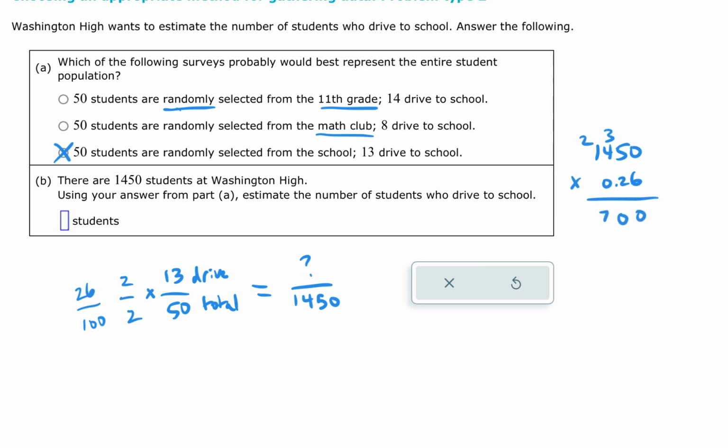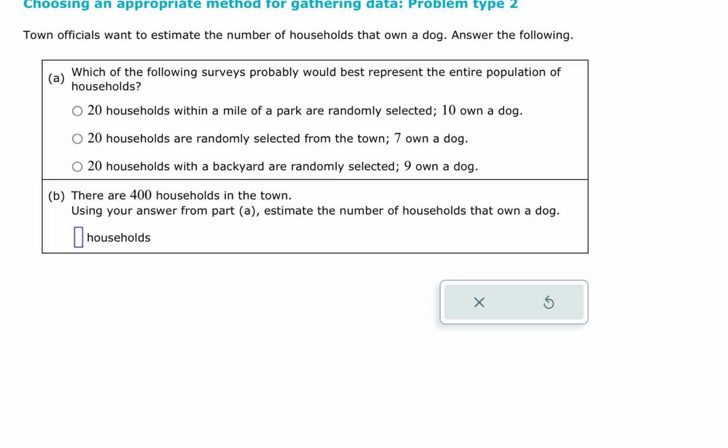And that would be 27, 6, 7, 8. So 0, 10, 9, and 2. And just add everything up. 17. And we have 2 digits after the decimal. So our estimate is 377 students in the entire population of the school drive themselves to school. Let's look at one more example.